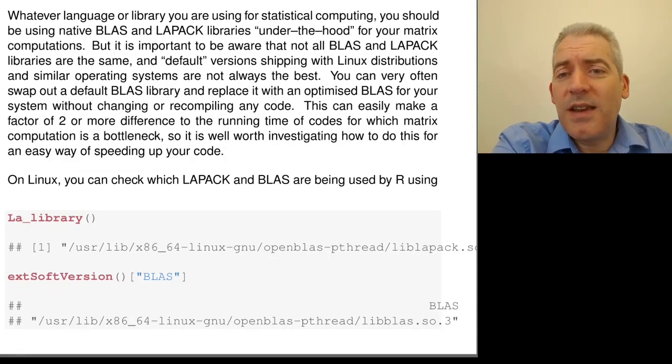Okay, so these days, if you're using a modern OS, it'll usually come with a decent one, but it's worth playing about with, making sure you've got a fast one, because if you're doing lots of matrix operations, it really can make a difference to your runtimes.